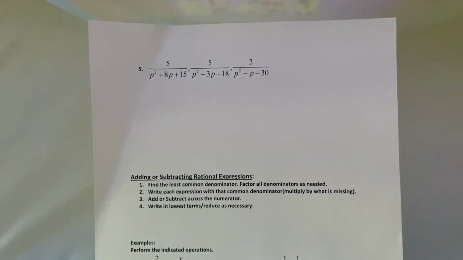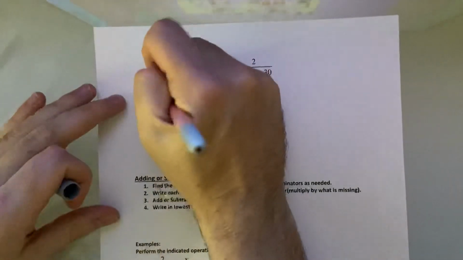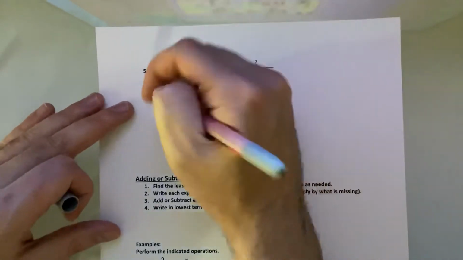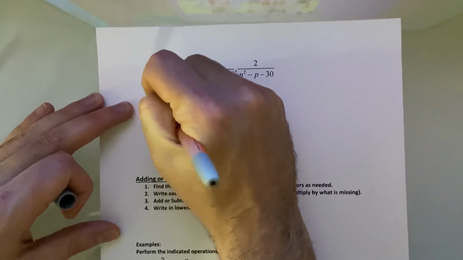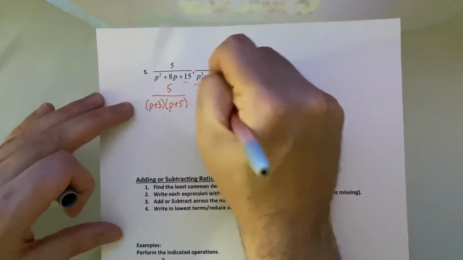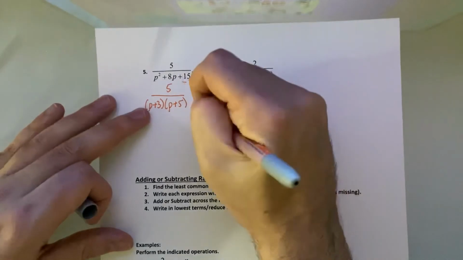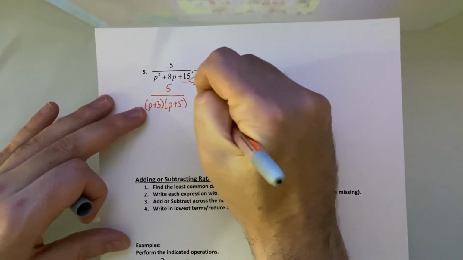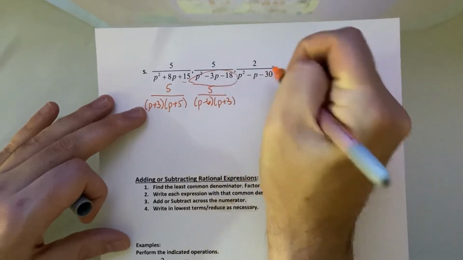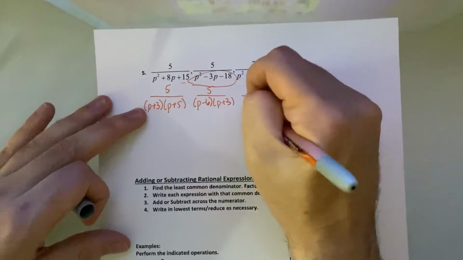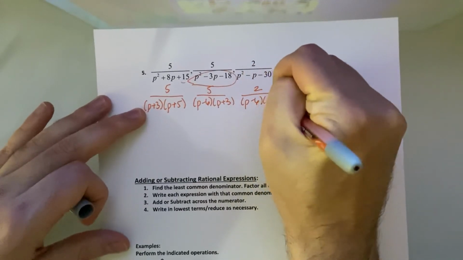Five over p squared plus 8p plus 15, 5 over p squared minus 3p minus 18, and 5 over p squared minus p minus 30. We have to factor all of these denominators. So two numbers that multiply to 15 that add to 8. It's 5 and 3. So this factors into p plus 3, p plus 5. Two numbers that multiply to negative 18 that add to negative 3 should be negative 6 and positive 3. Numbers that multiply to negative 30 that add to negative 1, that's p minus 6 and p plus 5.